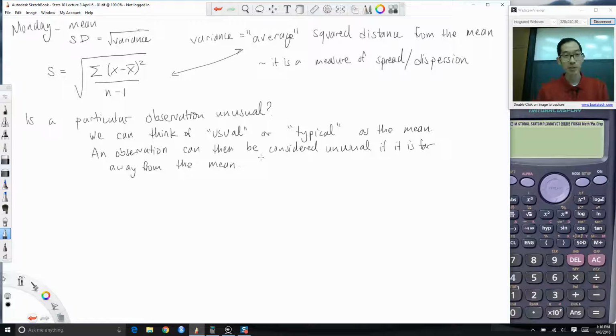So it's not just distance from the mean, okay? It's really distance from the mean expressed in terms of the amount of variation there is, okay? So we're going to come up with this concept of a z-score, which is equal to the distance from the mean expressed in standard deviations.